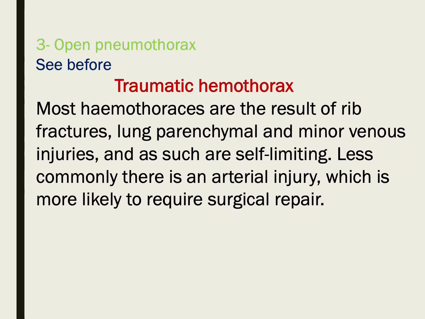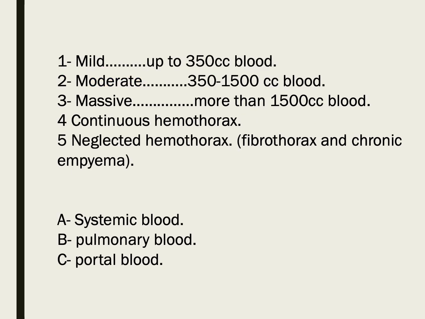Traumatic hemothorax, most of them result from rib fractures or minor vascular injuries. Usually they are self-limiting if they are minor. However, if they are massive, they might require exploration. So according to the amount and the patient's hemodynamic status, it is mild up to 350 cc's, moderate up to 1.5 liters, and massive if there's more than 1.5 liters.